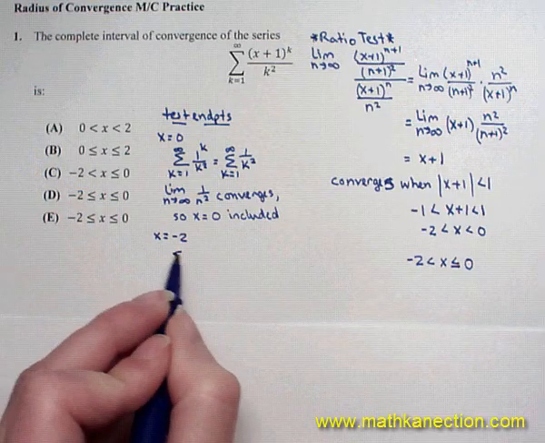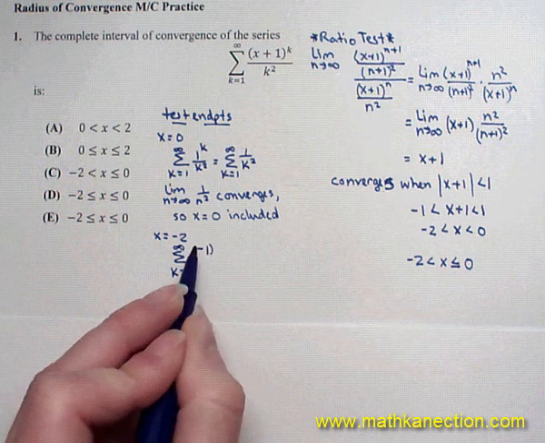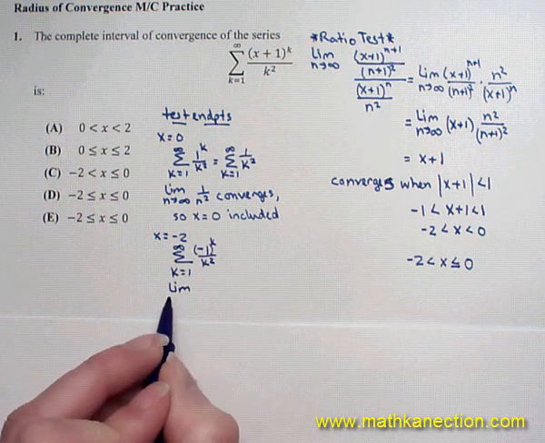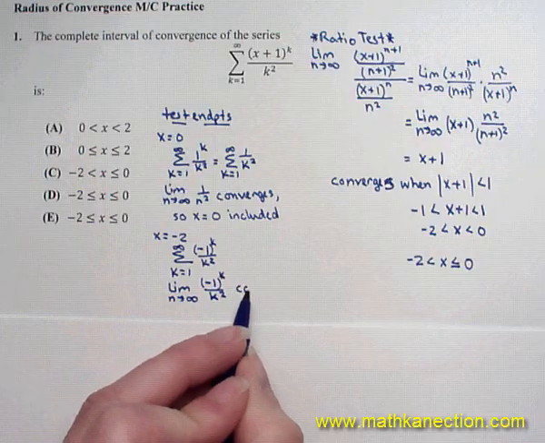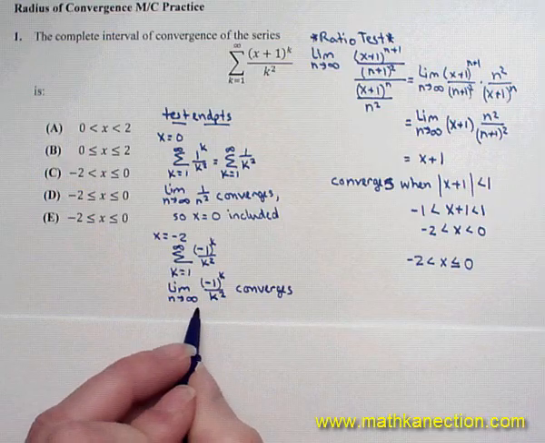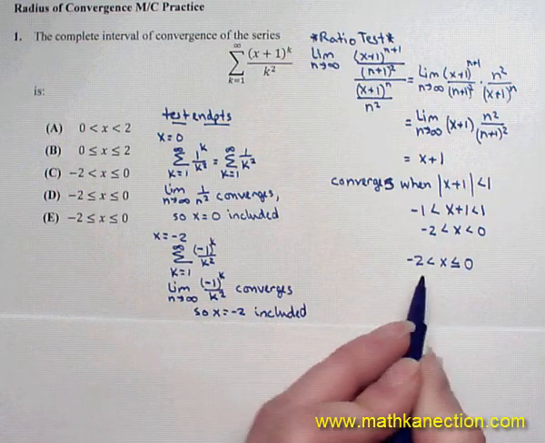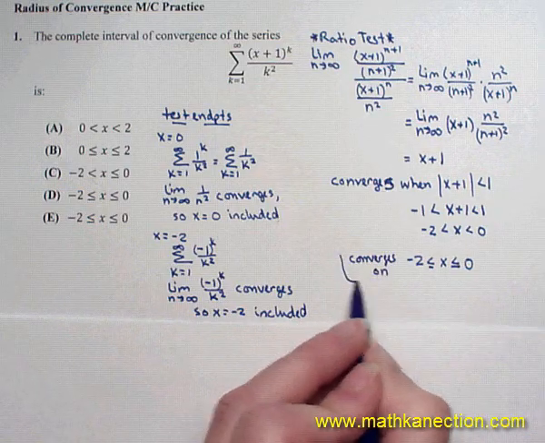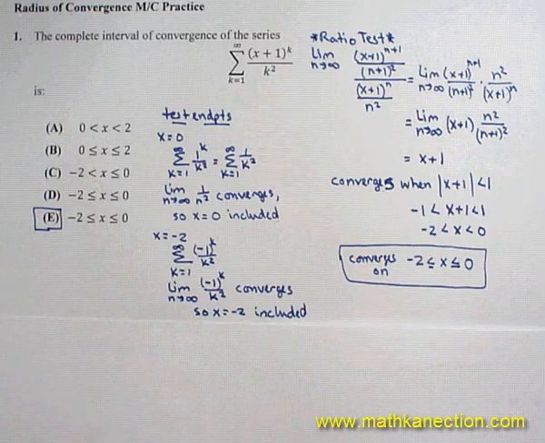And then at x is equal to negative 2, that's the summation of k is equal to 1 to infinity. Substituting in negative 2 for x makes negative 1 to the k over k squared. Again, looking at the a sub nth term, limit as n goes to infinity of negative 1 to the n over n squared. That also converges. So then x is equal to negative 2 will also be included. So that's going to be x is greater than or equal to negative 2. So the series converges on negative 2 to 0, including negative 2 and 0.